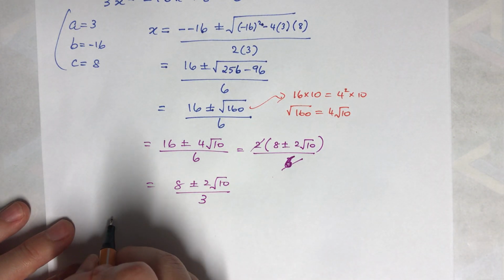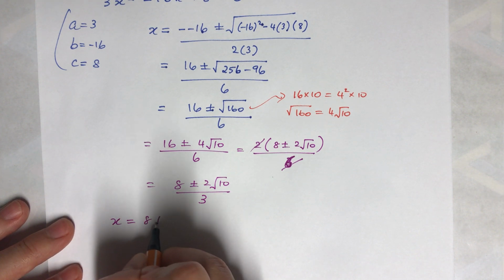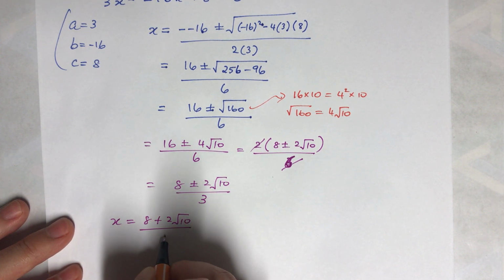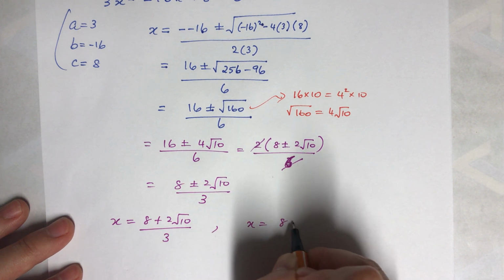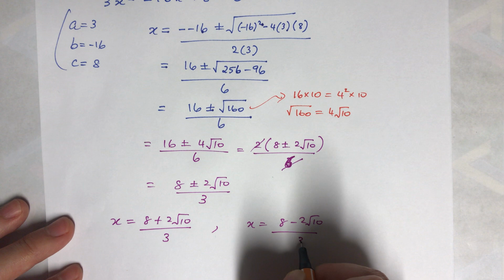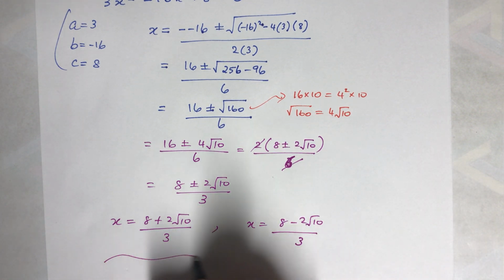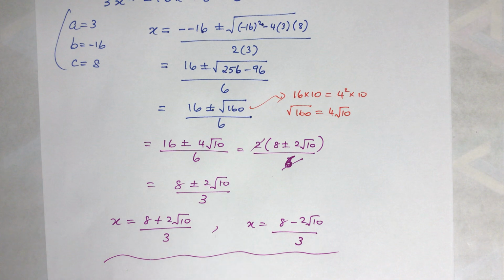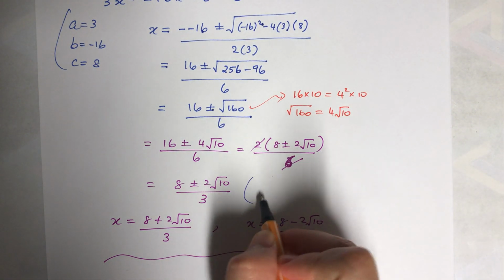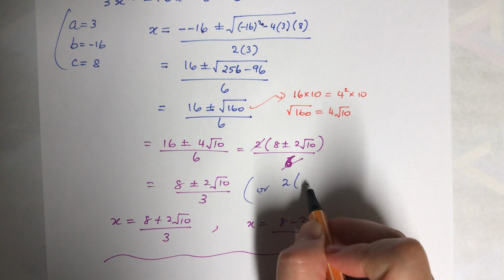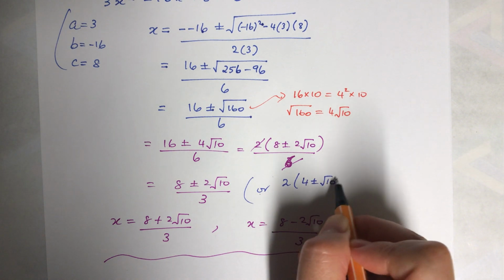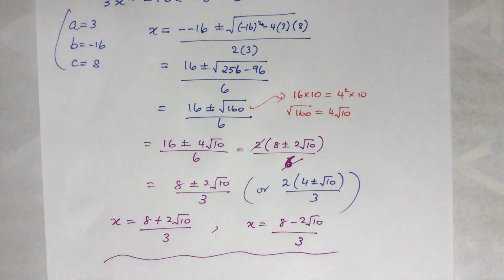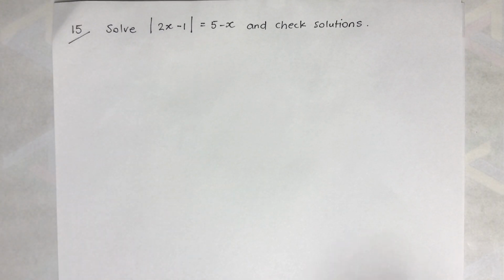And my x equals 8 plus or minus 2 root 10, over 3. Okay, so that's what I got. Or if you have the urge to factorize, only if you want to, that's okay too. Okay, woohoo! Last one. Yes, finally. We're getting there, we're getting there. Okay, so last one.